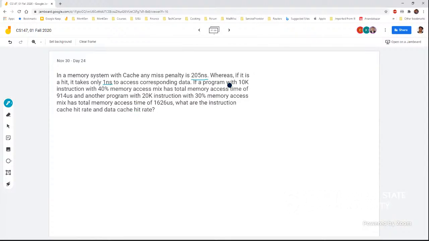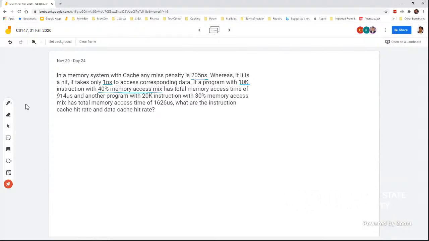It is the access time. A program with 10K instructions, so just assume here K is 1,000, it is not 1,024. We're talking about 10,000, okay? It's not 10 times 1,024. K is 1,000 here. Instruction with 40% memory access mix. That means all your 10K instructions will have a memory access for instruction fetch, and out of them 40%, which is like 4,000, will have a data memory access.